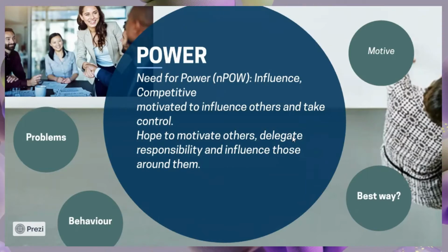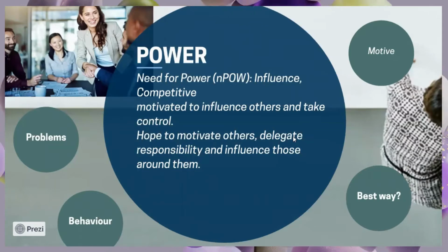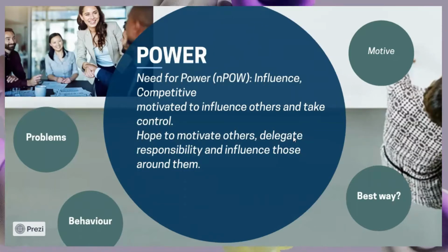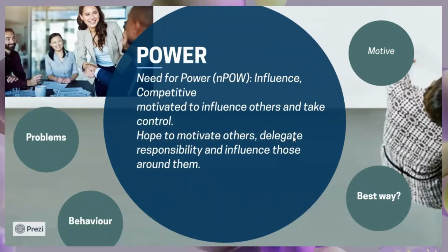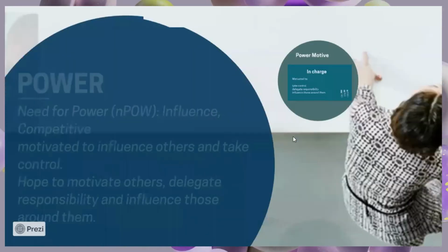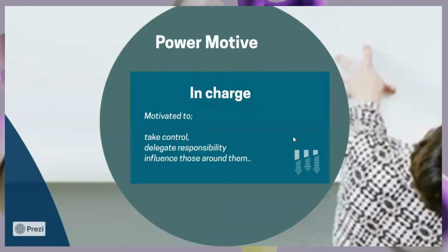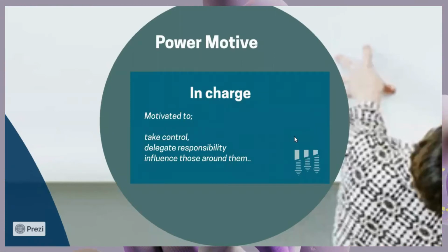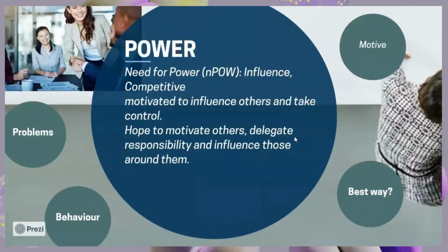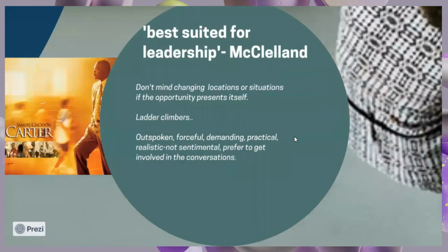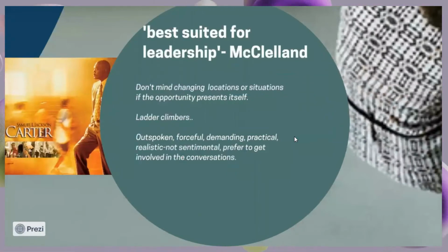It cannot be the same. If we take the aspect of power, the so-called NPOW, that means how much of a sense of power this particular individual has. It focuses on the ability of influencing, how competitive the person is, and how motivated the person is to influence others. And is he capable of controlling others by delegating powers and influencing them to get the work done? This ability or willingness of the person to be in charge, if that is the power motive of the person, according to McClelland, this is the characterization best suited for leadership.